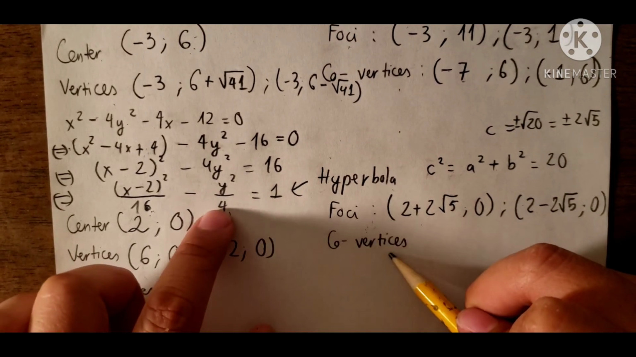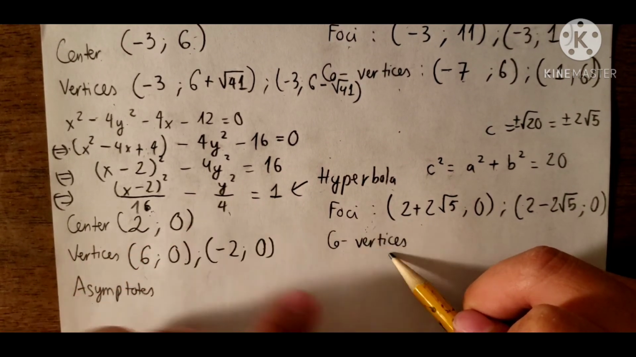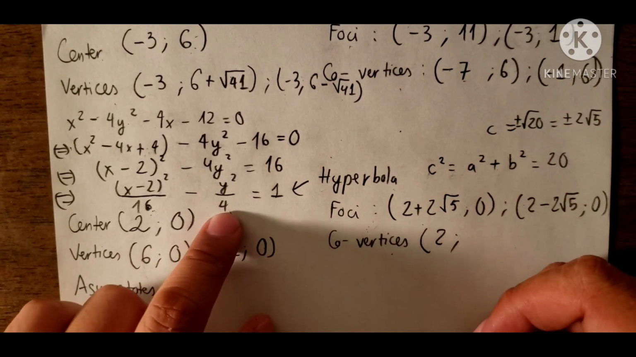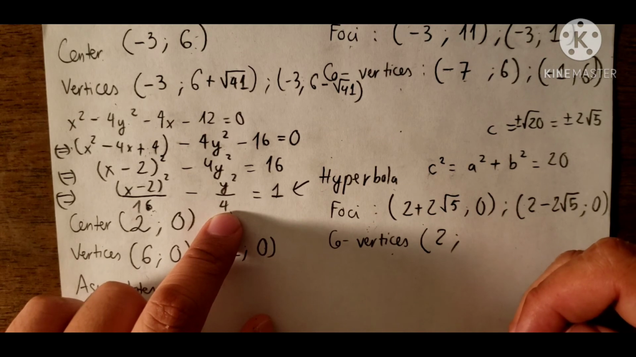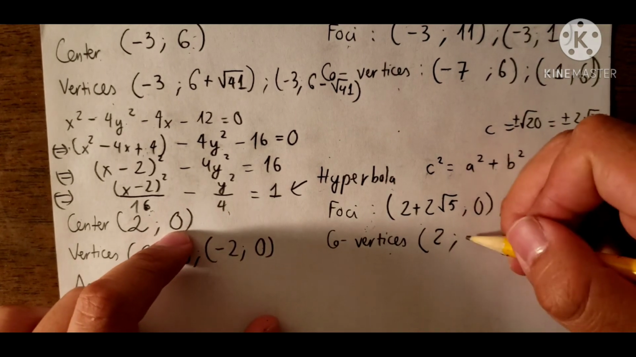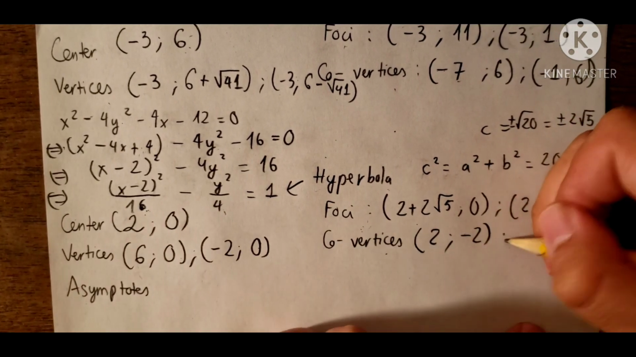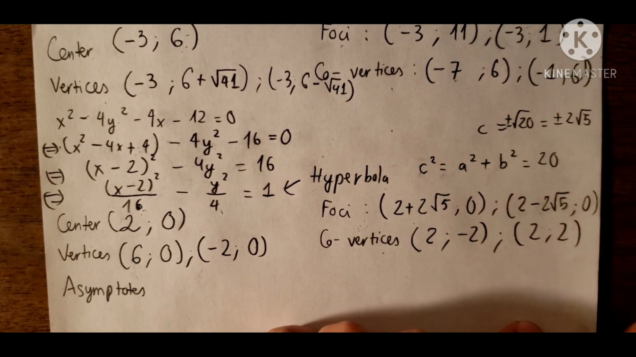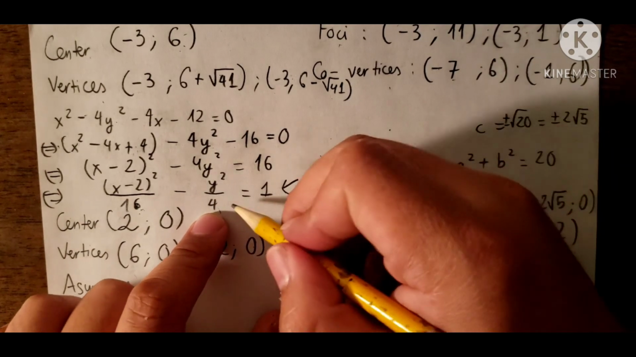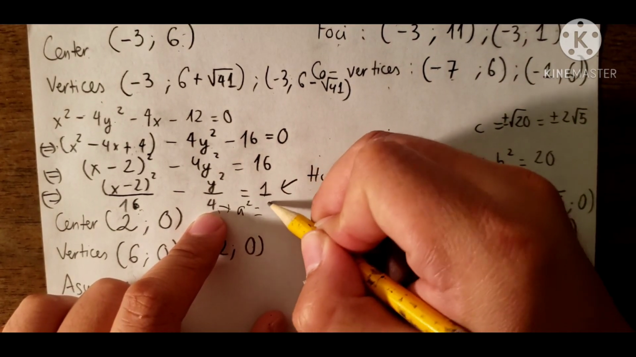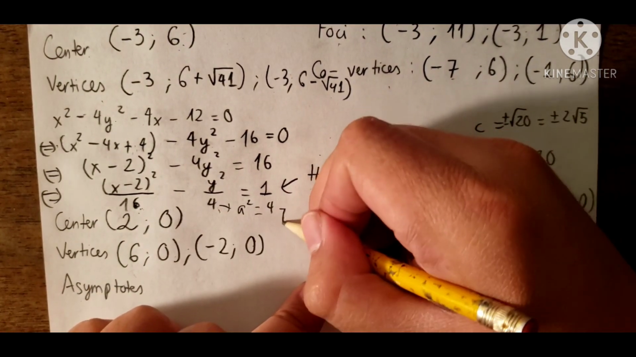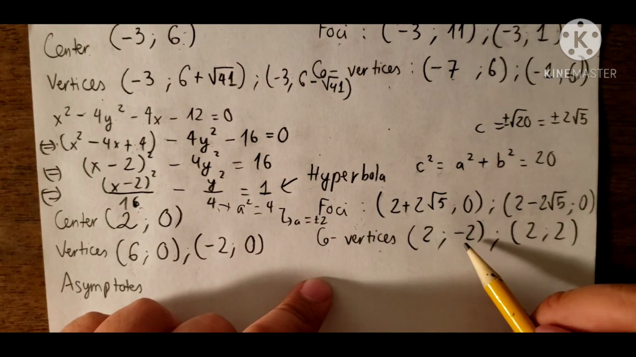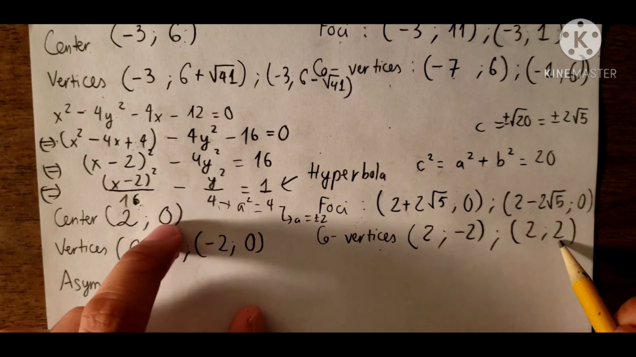Co-vertex is the smallest one. We have 2 and 0. We keep number 2 in here. We have 4 is 2 power 2. We have 0. We have minus 2. And then this one is 2. Because 4 is b power 2 equal to 4. So we got b equal to positive negative 2. That's why we got minus 2 and 2 from the 0 in the center.